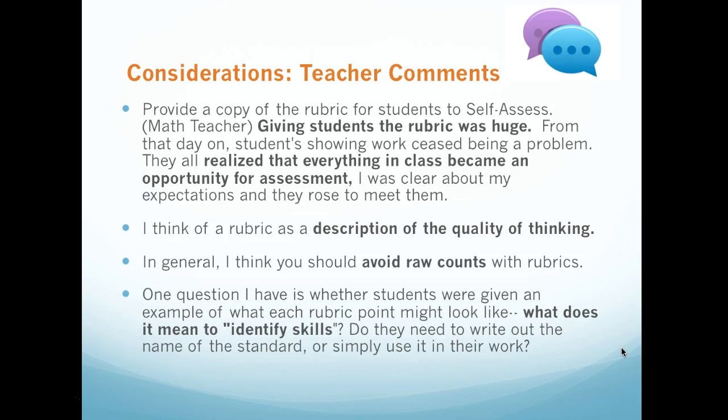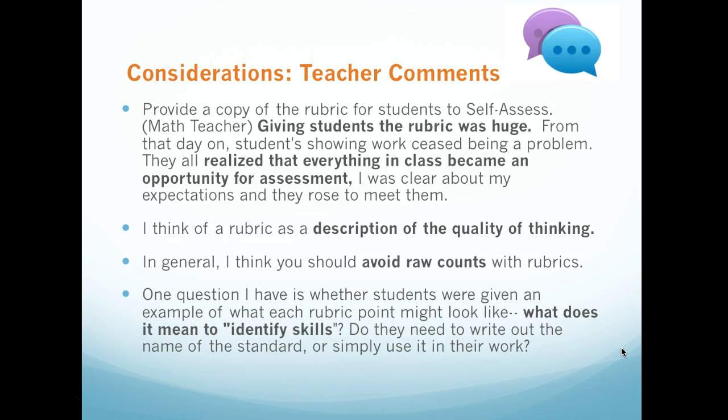Another teacher said, I think of a rubric as a description of the quality of thinking. So you're looking at potentially how students are using their thinking to create, to identify their learning, to provide you evidence of understanding. In general, I think you should avoid raw counts with rubrics. As I said earlier, doing numbers doesn't really give you an idea of how students think, and it doesn't give you an idea of the quality of their work, unless it's something that really specifically lends itself to raw counts.